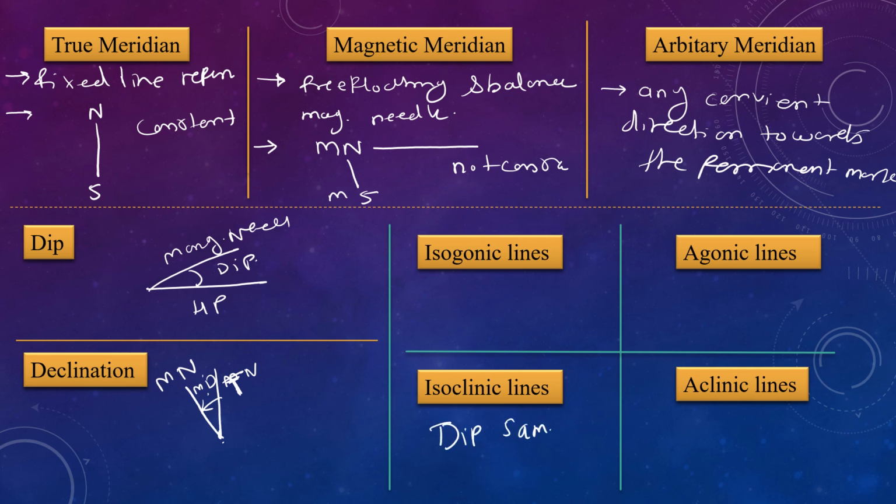If the dip value is the same, then these are isoclinic lines. If the dip is 0, then those lines are aclinic lines. If the magnetic declination is the same, then those lines are isogonic lines. And if we consider the magnetic declination as 0 here, then these lines are agonic lines.